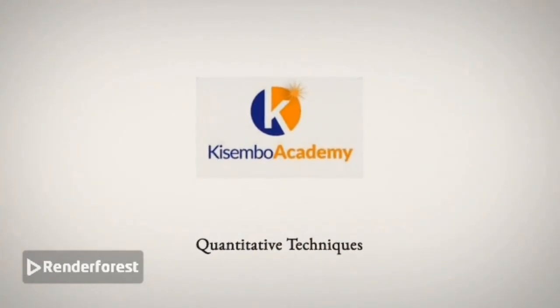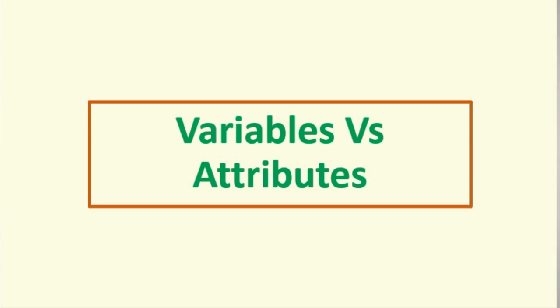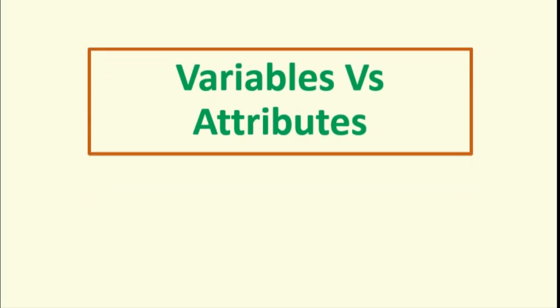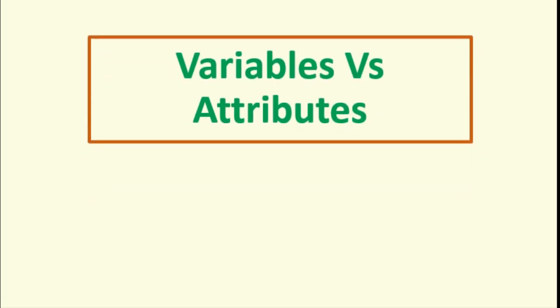After I have explained these two words using these two examples, then I will summarize the difference between an attribute and a variable, and that will be the end of this session. So let's get to it with the first example.